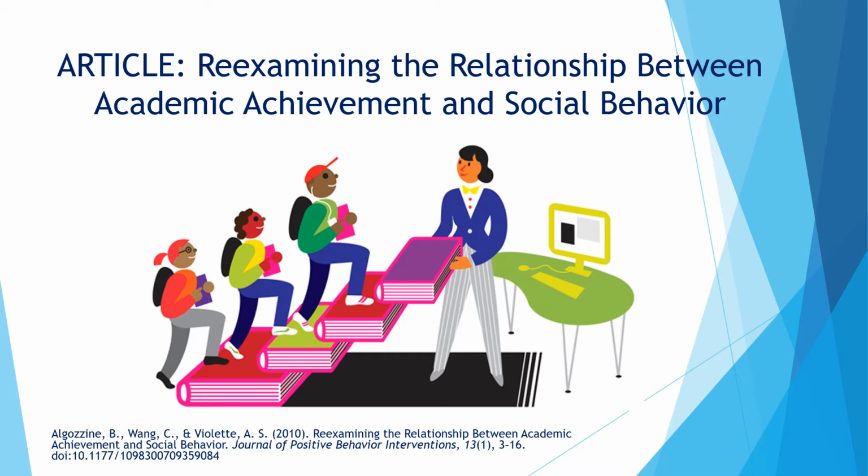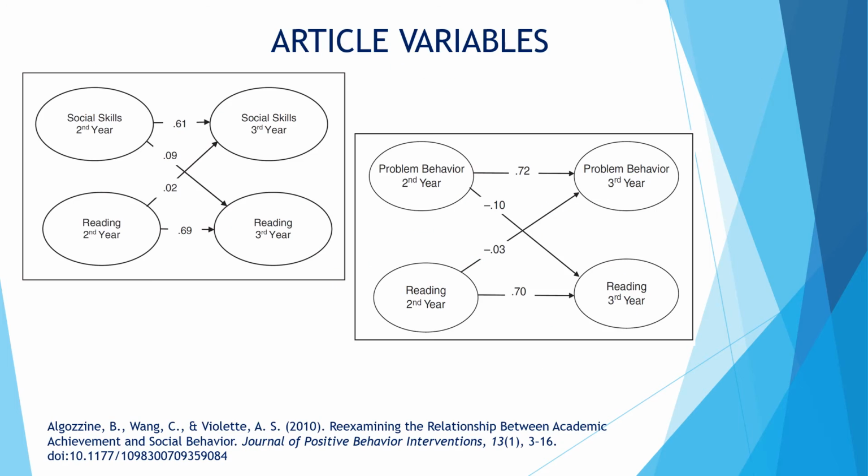Algazine et al. used SEM to examine the relationship between social behavior and academic achievement in elementary students who were deemed at risk for academic failure and developing emotional or behavioral disorders. Research questions considered the similarity between actual student levels of reading and behavior and teacher-rated measures of student reading and behavior. SEM was used to examine the relationship between latent variables, which were student reading achievement, social skills, and problem behavior in second and third grades. SEM was further used to determine the goodness of fit of the data to the hypothesized model between reading and behavior constructs.